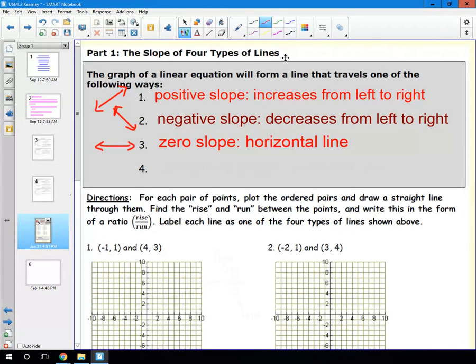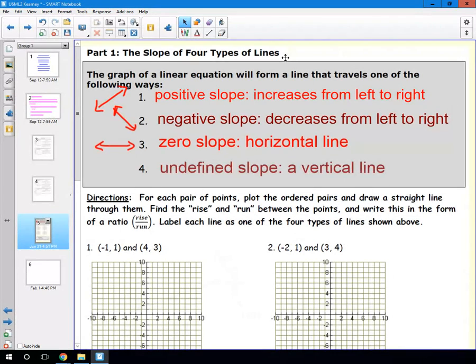Our next type of slope is something called undefined. Undefined slope is a vertical slope. It's straight up and down. It's impossible for you to figure out the slope. So if you get a graph of a line that's straight up and down, you can't figure out the slope because it is undefined. Okay? So those are our 4 types of slope.